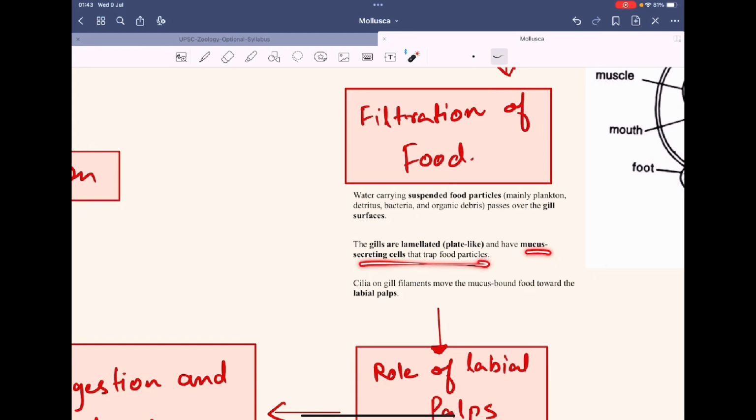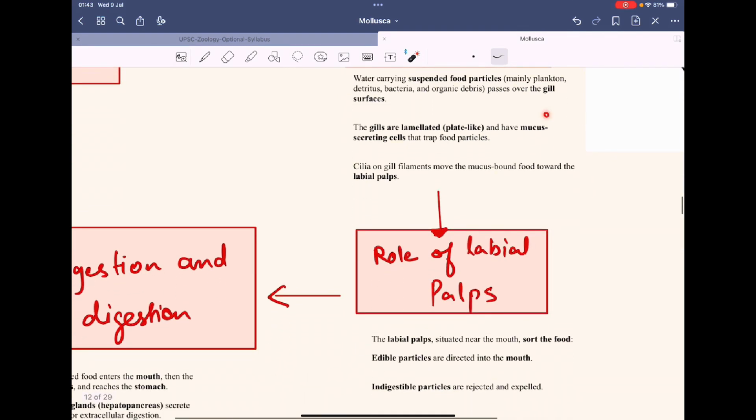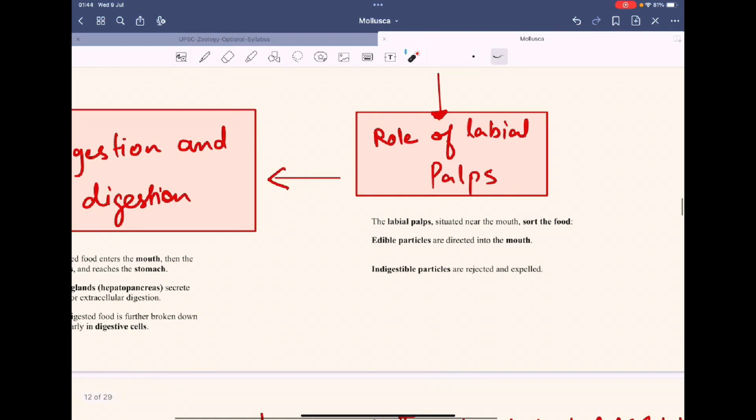The mucus secreting cells help in trapping the food particles. Once the food enters the mucus, the cilia on the gill filament move the mucus-bound food towards the labial palps. These labial palps are situated near the mouth, and they sort the food. They put the edible particles into the mouth and reject the indigestible particles.